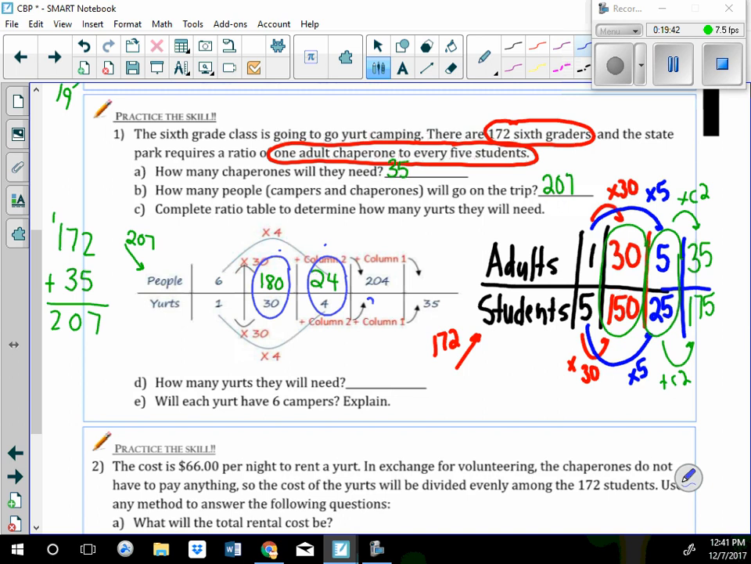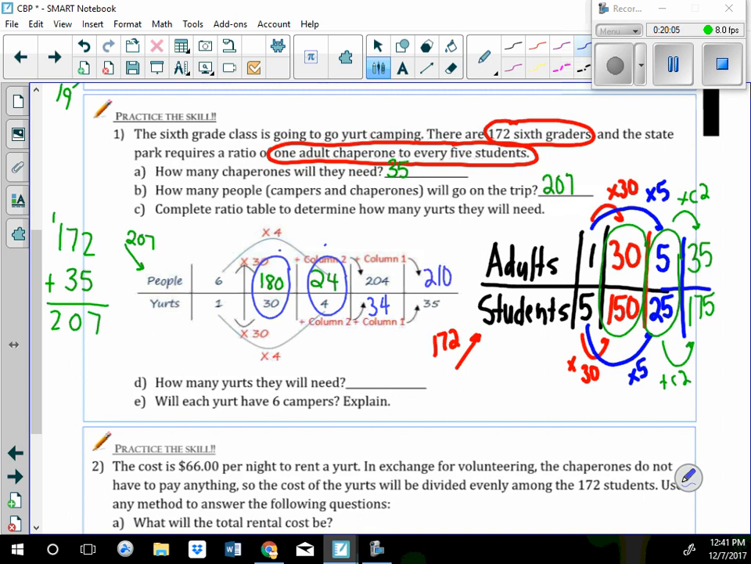Okay, I need to do a few more to get to 207. Okay, otherwise I'm going to have 3 people who have no place to sleep. So I'm going to go back and I'm going to add 1 more yurt, which will have 6 more people. So that means 1 more yurt and 6 more people, which would be 210. It's better to have more yurts than not enough.